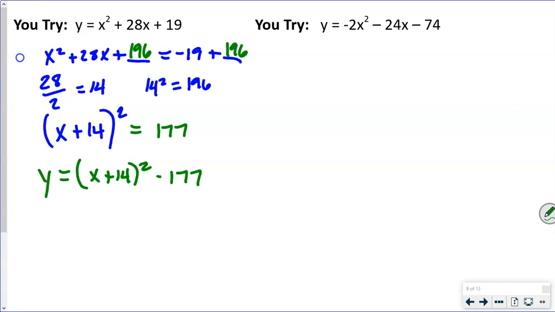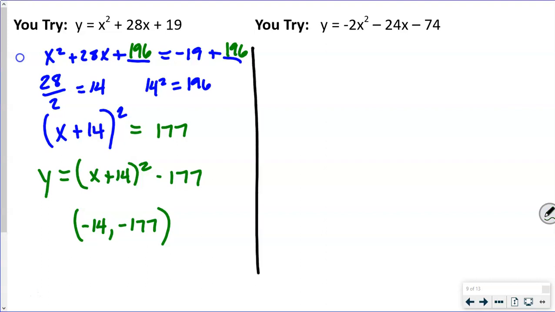So if I was to ask you what my vertex is, my h and k, which is x and y, it's negative 14, negative 177. Recalling again that we always change the sign of anything that's in the parentheses, okay? So our next you try. This one's similar to the example 2, okay?